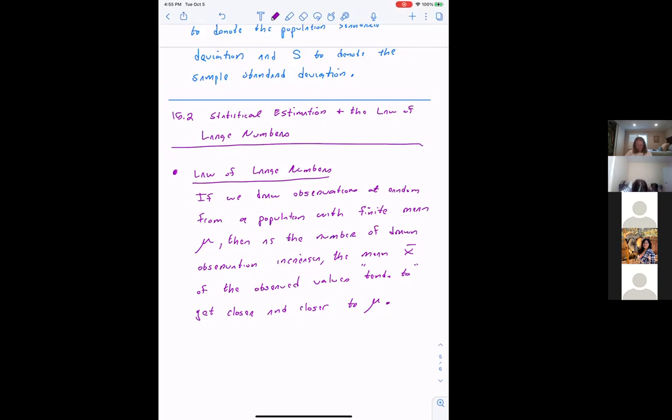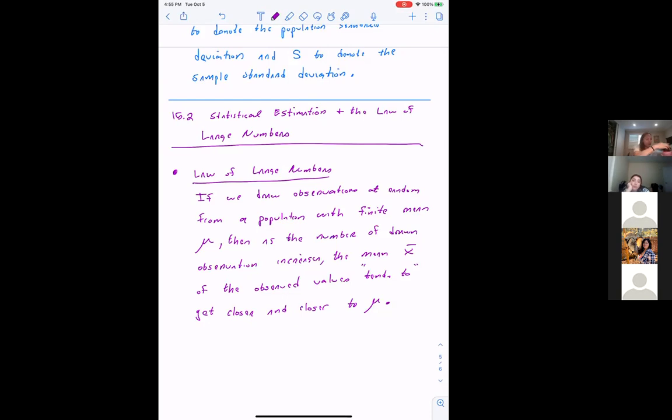So if you take a sample, you get a sample mean X bar. That sample mean could be anything. But as the sample size gets larger and larger and larger, then your X bar will change because you're averaging more and more values. And that X bar is going to get closer and closer and closer to mu, the unknown mu.